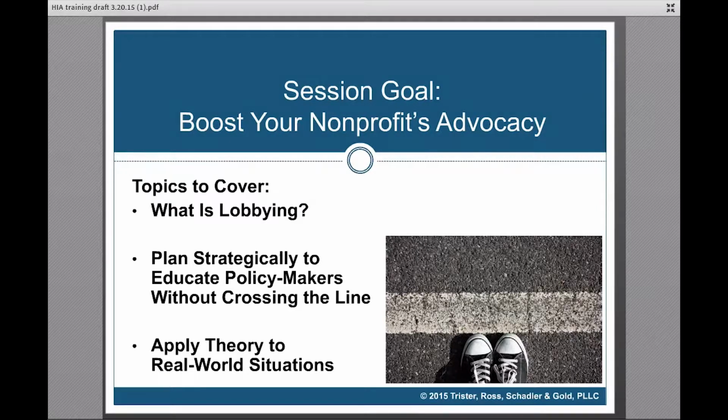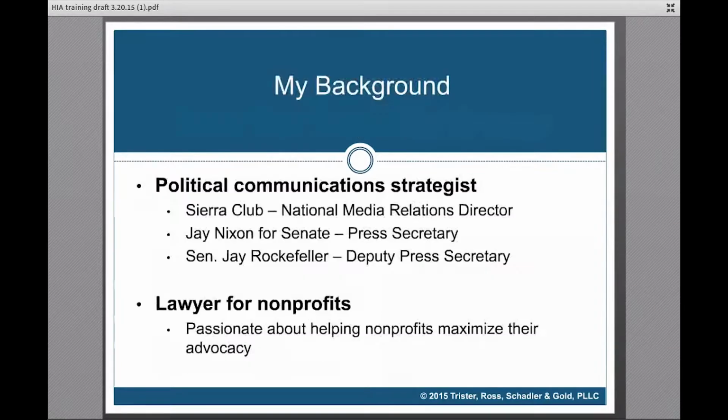Then we're going to apply the theory to some real-world situations later on in the discussion so that we can make this a little bit more interactive. We'll be asking questions and hoping that you all will share your thoughts about whether particular situations are lobbying or not lobbying, and ways that a hypothetical organization could restructure some of their activities to be able to explain as effectively as possible the conclusions that they've found in their health impact assessment.